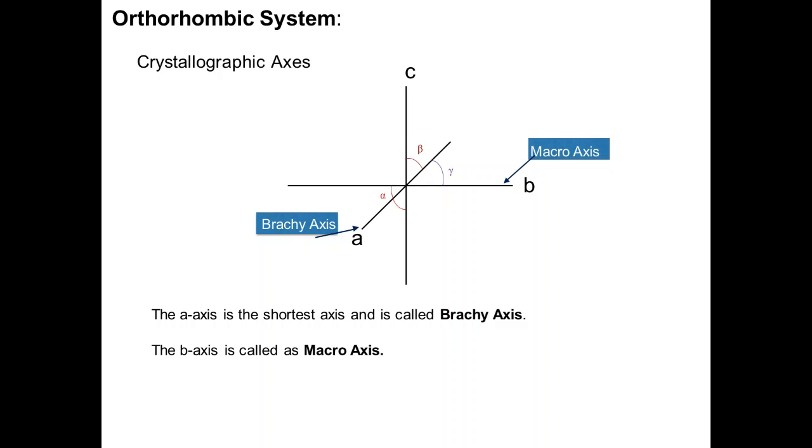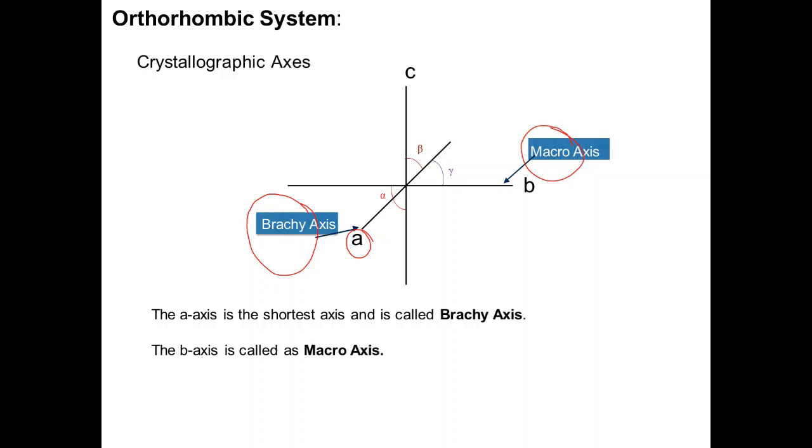In the orthorhombic system, the three crystallographic axes, that is a, b, and c, as we saw, are unequal to each other. It means that some of the axes would be longer and others would be shorter. So in orthorhombic system, the a axis is the shortest axis and therefore it has been named as brachyaxis. Brachy means short, while the b axis is the longer axis, it is known as macroaxis. While of course c is also not equal to any of these.